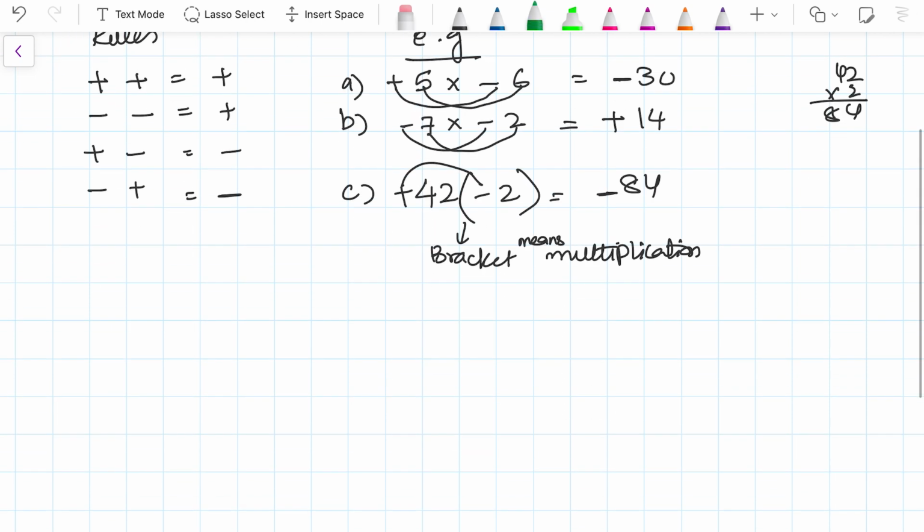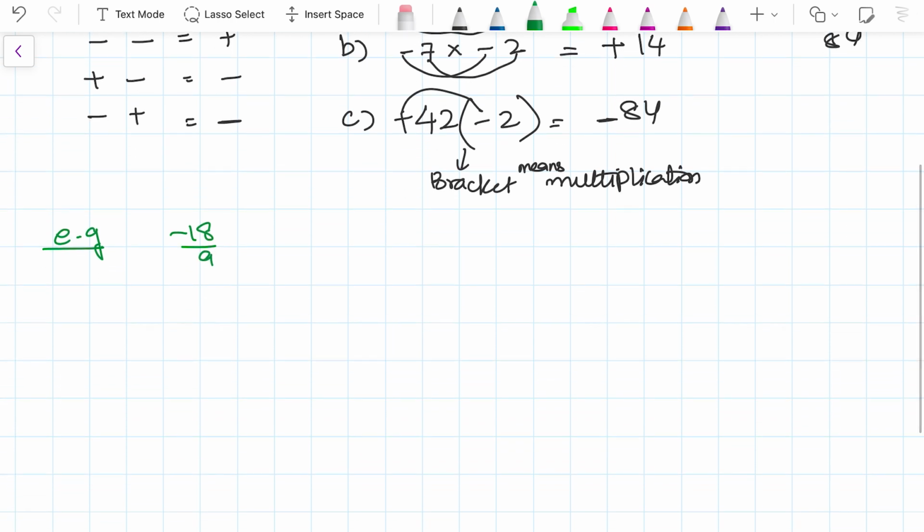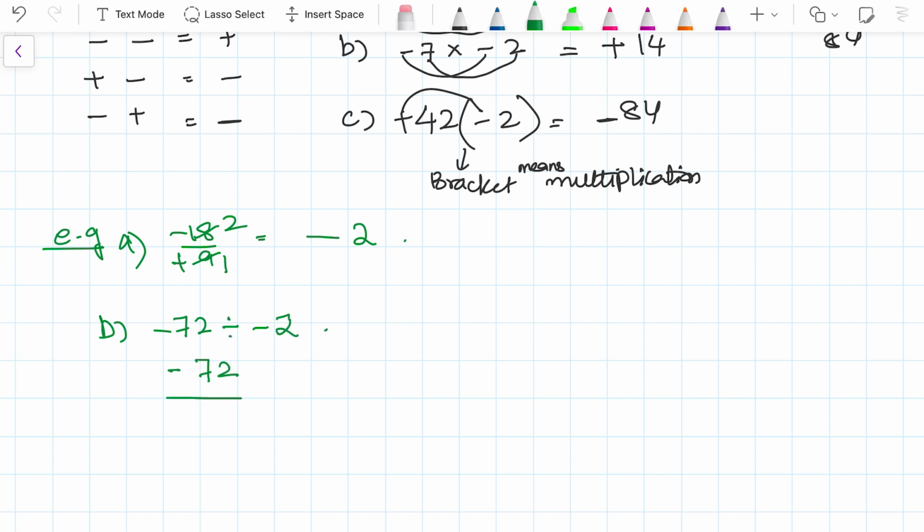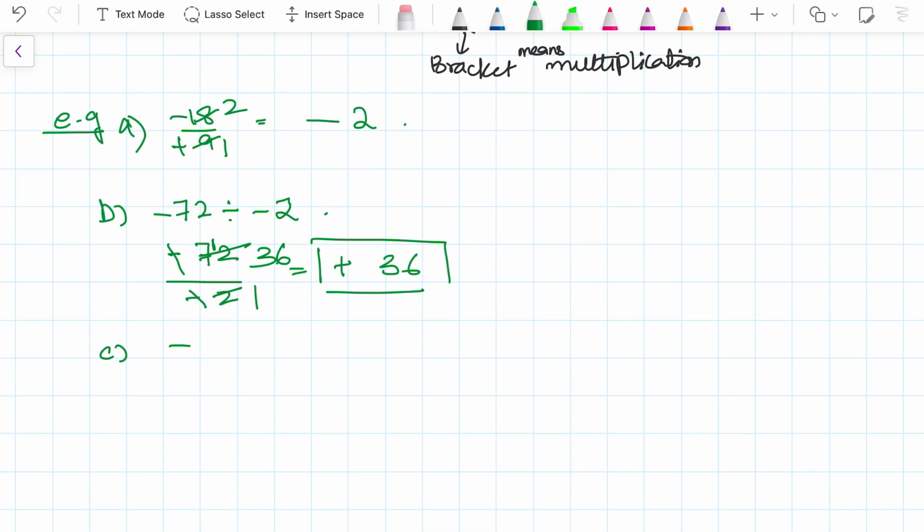Let's go ahead with division. Minus 18 divided by 9. A minus and a plus in the denominator gives you an overall minus sign. Minus 72 divided by minus 2, minus minus cancels out and gives you a plus sign. 36. So the answer is a plus 36. For example, if you have minus 14 upon 7, 7 times 1, 7 times 2, and the minus plus is a minus, so it's going to be a minus 2.